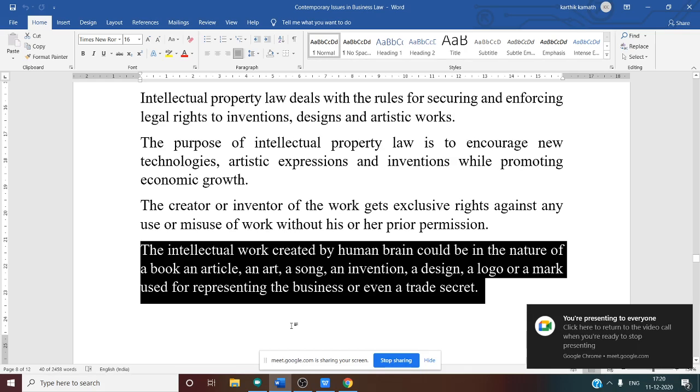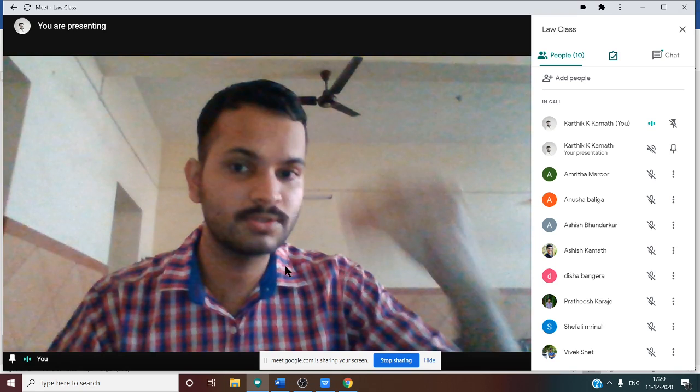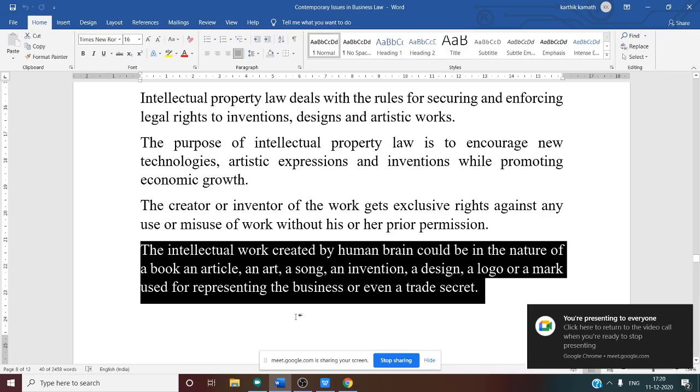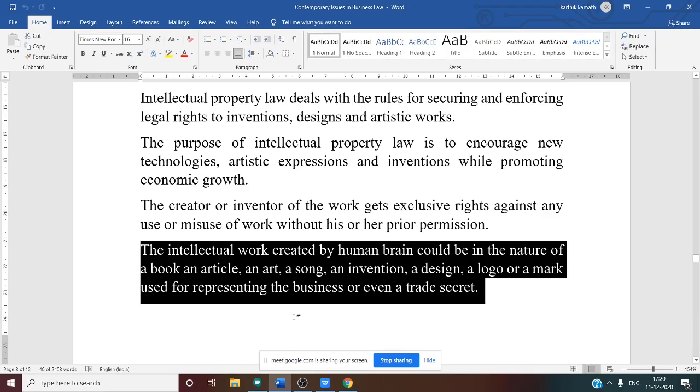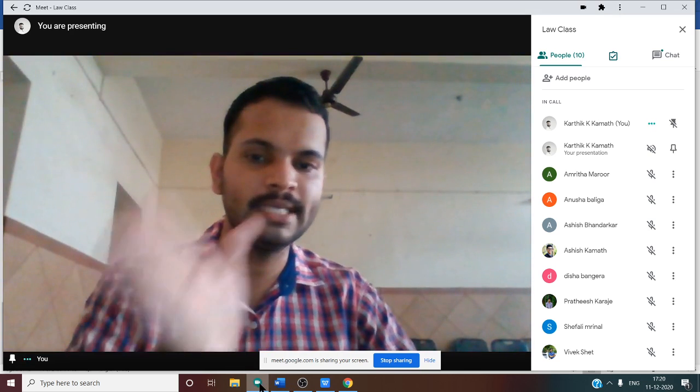Then similarly, art, any kind of art, song, for example any film song, whether it is newly created, the lyrics newly written are also protected. Only after permission can you use that song. Similarly, invention, if you are inventing something unique or novel in nature, then design, logo or mark used for representing the business or even a trade secret. So everything gets covered under intellectual property law.